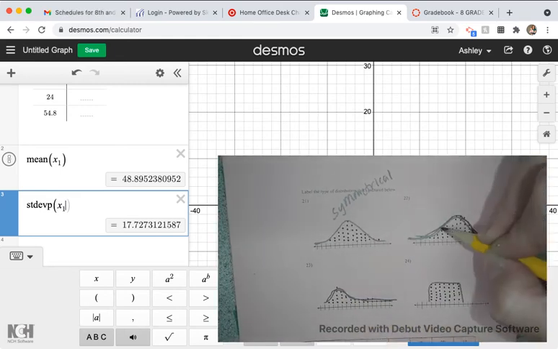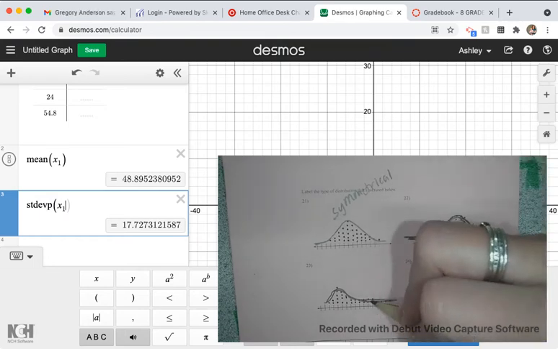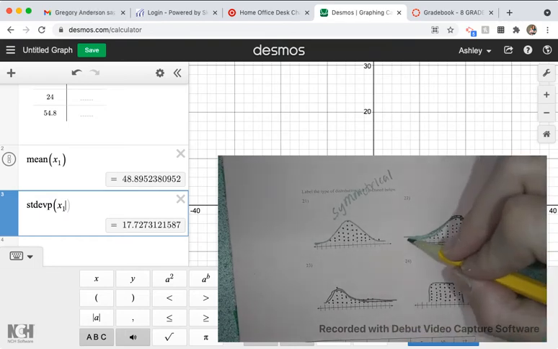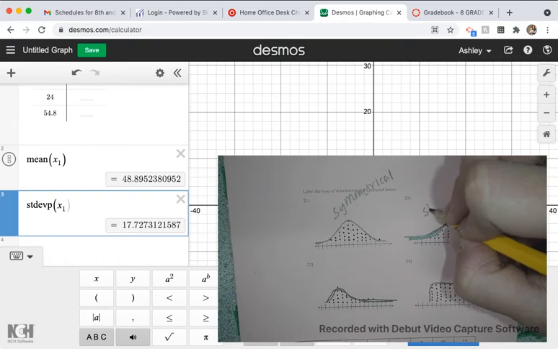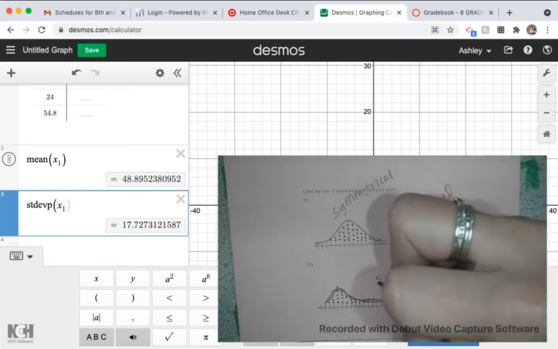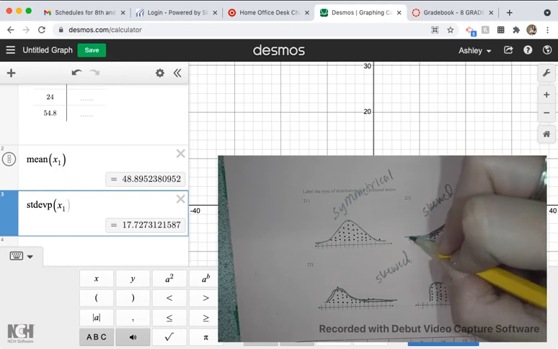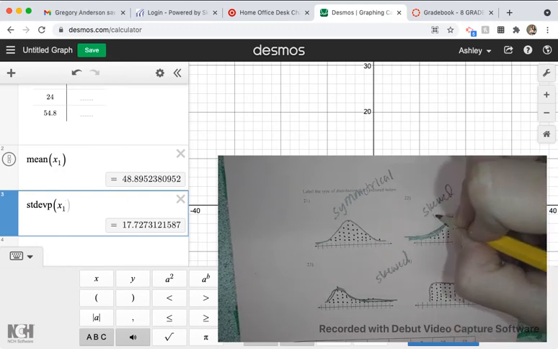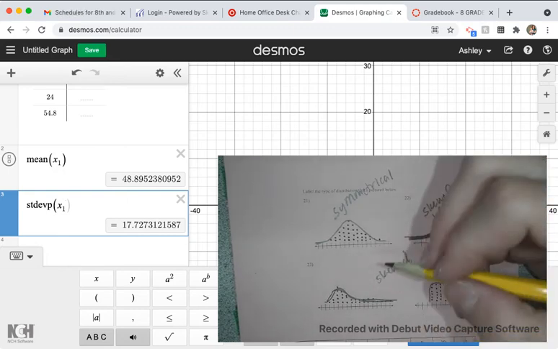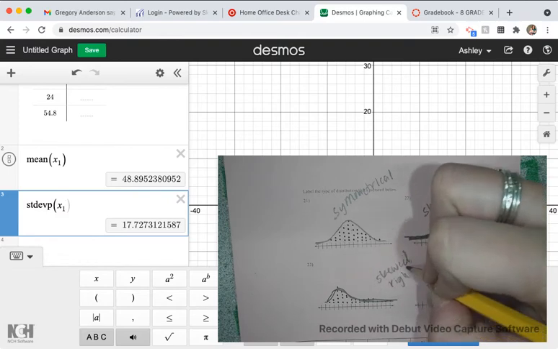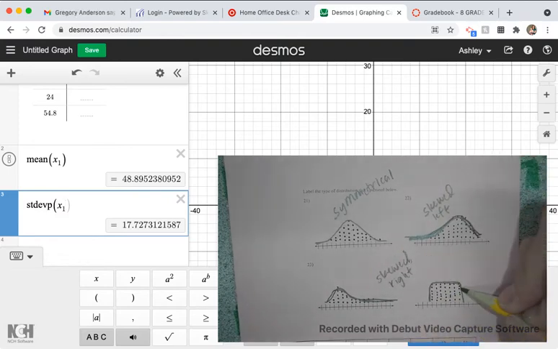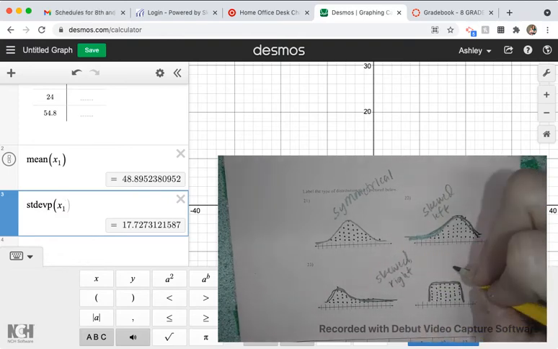Now if you notice, they have really long tails, which means that their data leans to one side. Okay, so we call this skewed. And it's skewed whatever direction the tail is. So this tail is on the left, so this is skewed left. And this tail is on the right, so it's skewed right. If you make a boxy shape like this, then your data is called uniform.